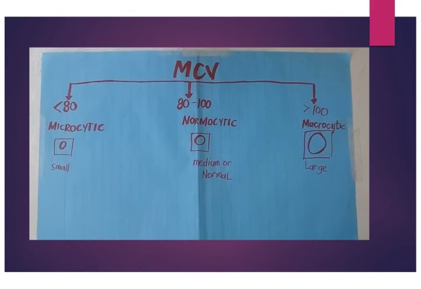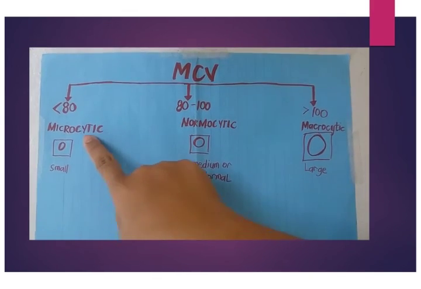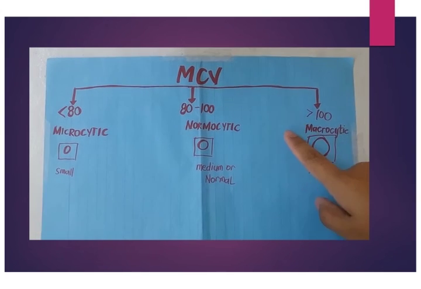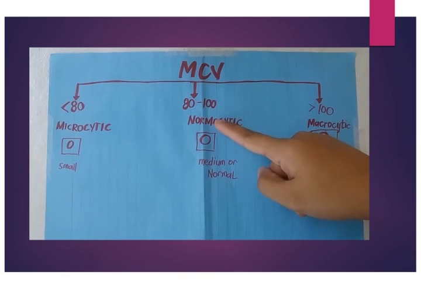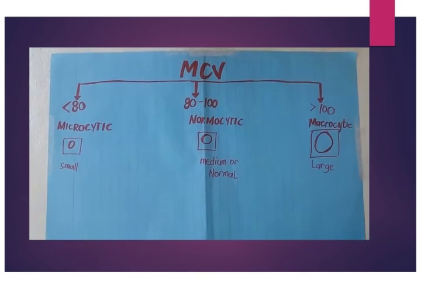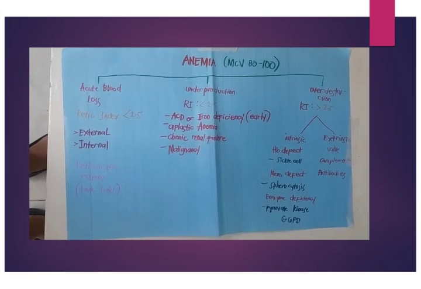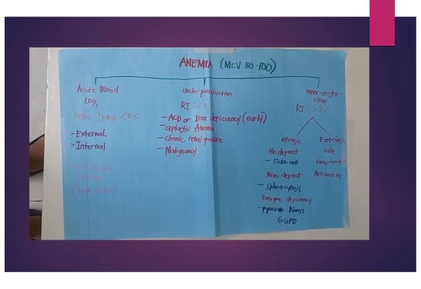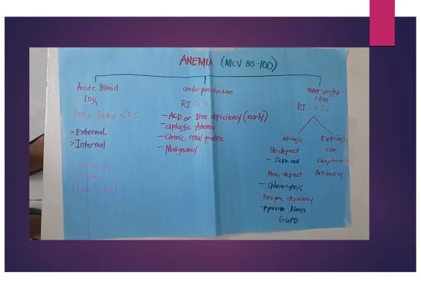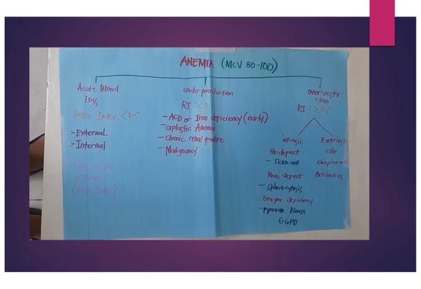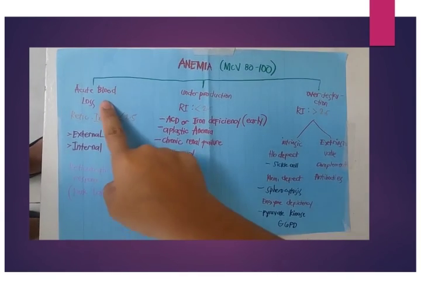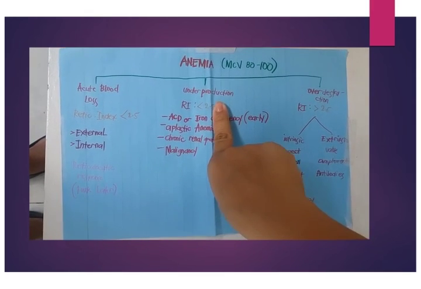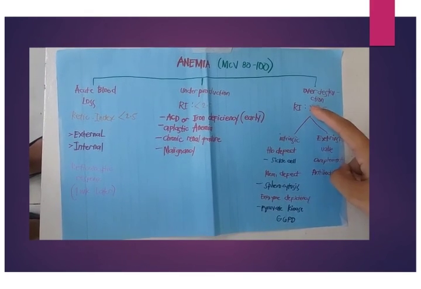The MCV determines the type of anemia. We have microcytic, normocytic, and macrocytic. Normocytic is between 80 to 100. This will explain what are the causes of normocytic anemia, where the MCV is 80 to 100. You have acute blood loss, underproduction, and overdestruction.